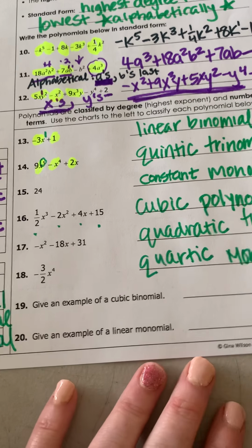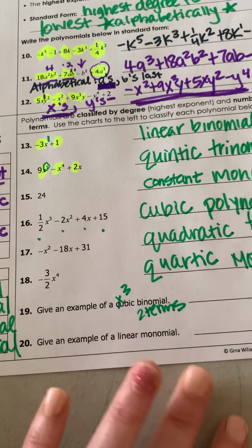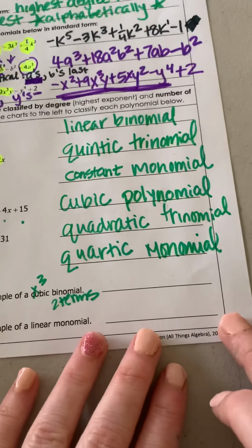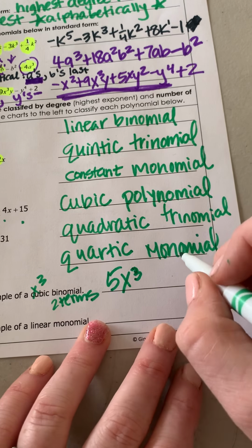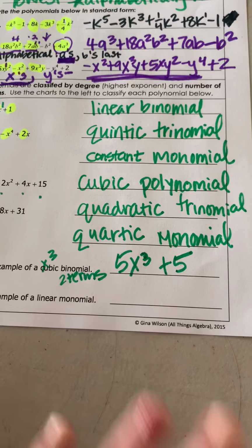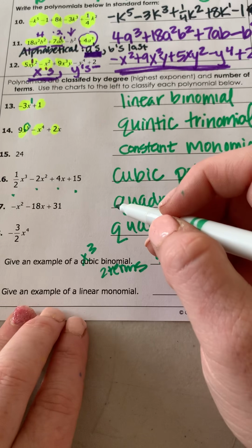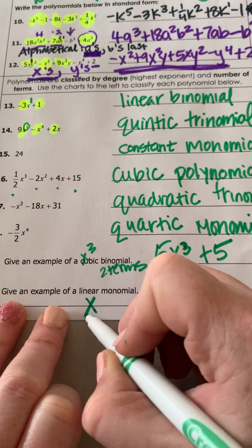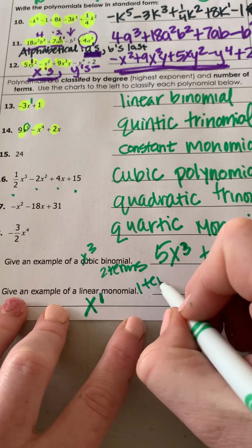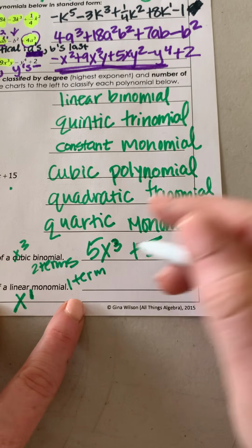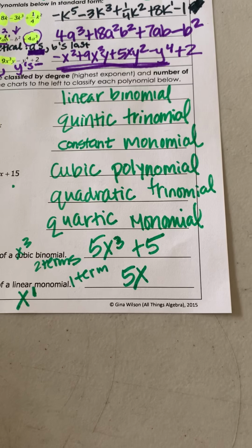Okay, give an example of a cubic binomial. So something with two terms and then x to the third. One sec. Okay, 5x to the third plus 5. That's an example. Then a linear monomial. Hold on, guys. Linear is anything to the first power, so like x, and monomial is one term. So like 5x. Okay, that's it for your second page. Finish those notes and show them to me tomorrow.